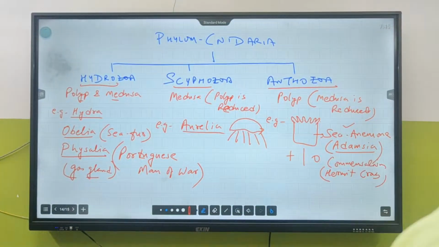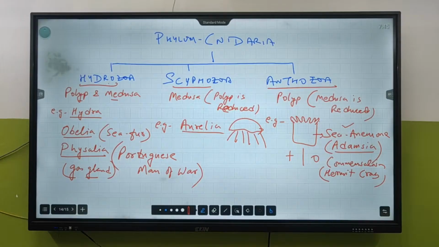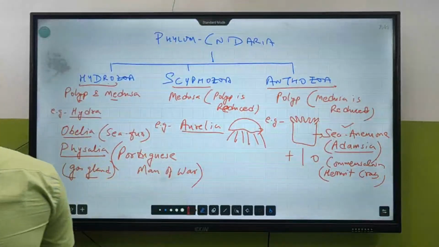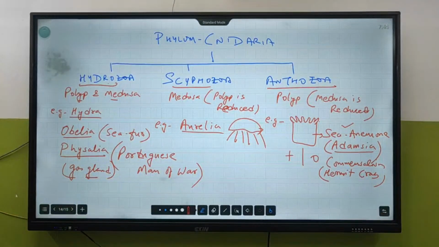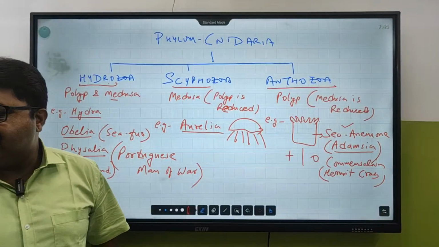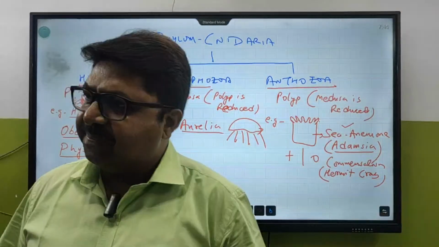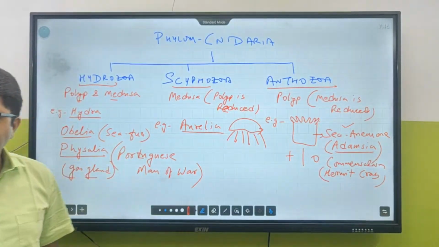See if we have missed any of the examples which have been given in your book. I don't think so. Me and Rina, we have done it. Yes, Obelia, we have done it already. Aurelia, free swimming. Yes. Larva we have talked about. Fine. So that's all about phylum Cnidaria or Coelenterata. Let's get into the next one.